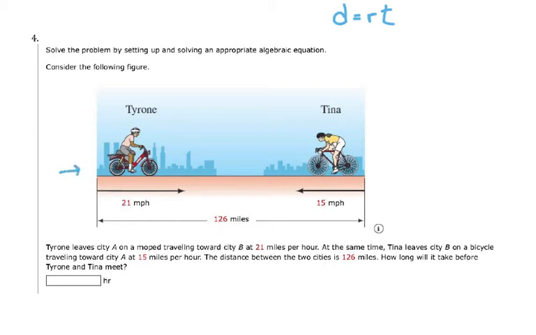Tyrone leaves city A on a moped, traveling toward city B. So here's city A, here's city B, at 21 miles per hour. So Tyrone, his rate is 21 miles per hour. Tina, on the other hand, leaves city B and travels towards city A at 15 miles per hour. So her rate is 15 miles per hour.